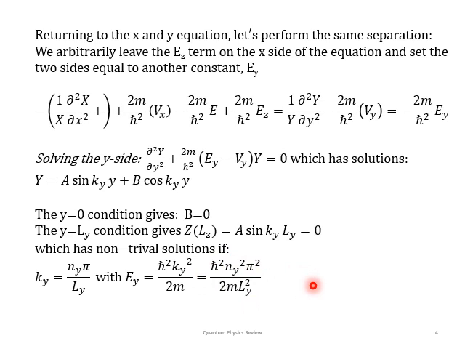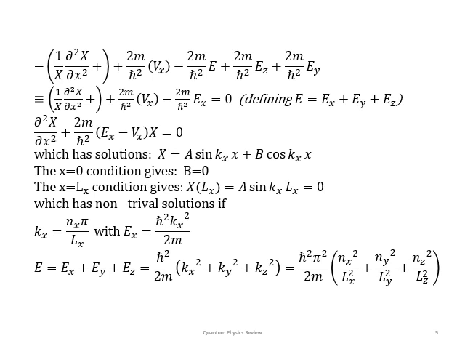But this is the second dimension of a rectangular prism box. Now we've got everything that we need in order to address the x problem, the x solution. We're going to define E sub x so that E sub x plus E sub y plus E sub z is equal to the total energy for the problem.